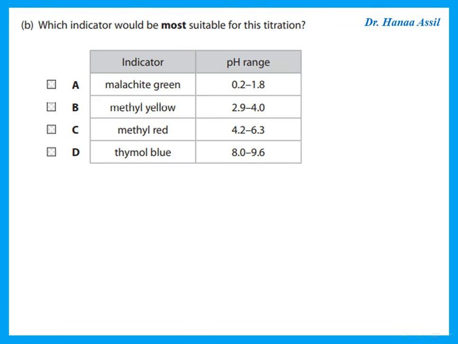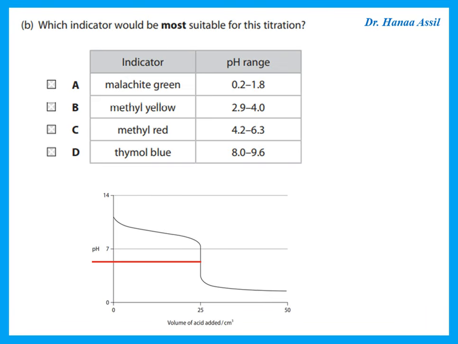Which indicator would be the most suitable for this titration? Well, let us look. The pH at the neutralization point is about pH maybe 5 or 6. So I'm looking for something that will have a pH range of about 5 or 6. So that is the methyl red.